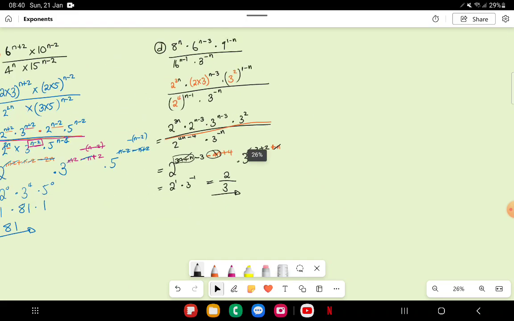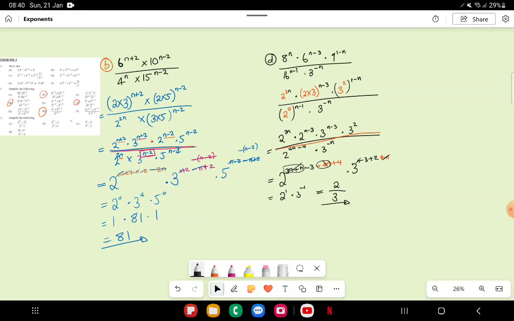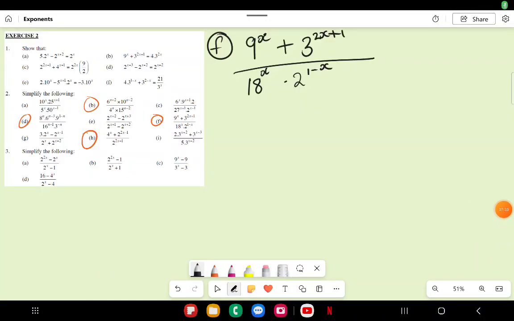So that was question B and D. Okay. Now I want to go over to question F. Question F is on the board. First thing we do is prime bases. So we're going to say 3 squared.